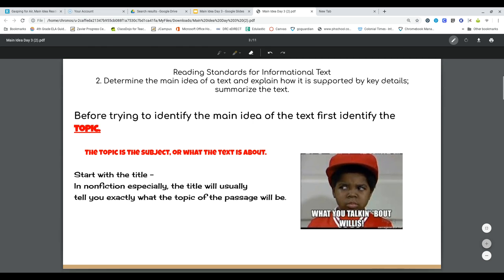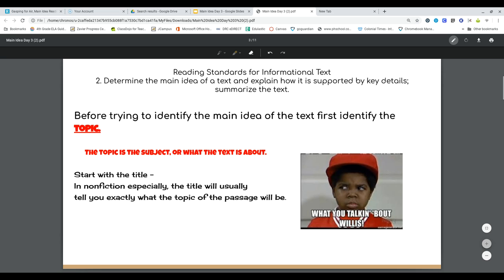Okay, and if you can't come up in your mind right now with some exact steps that you take when you have to find the main idea, that's okay, because that's what I'm here to help you do. So, before trying to identify the main idea of the text, first work on identifying the topic. The topic is the subject or what the text is about.